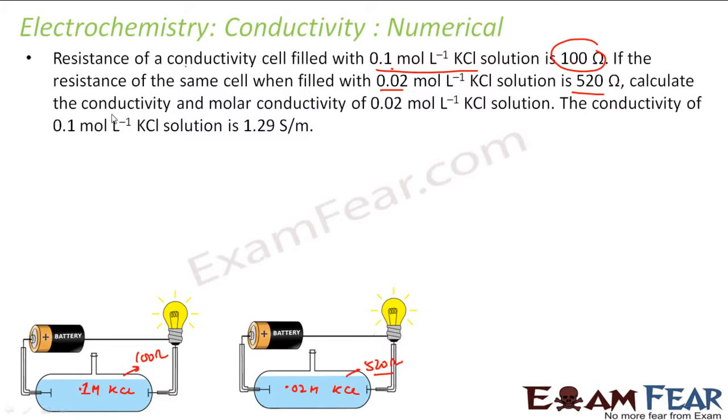Calculate the conductivity and the molar conductivity of this solution. We have to find the conductivity and molar conductivity of this solution. The conductivity of the 0.1 molar solution is given to be 1.29 Siemens per meter. Please note the unit, this is Siemens per meter.